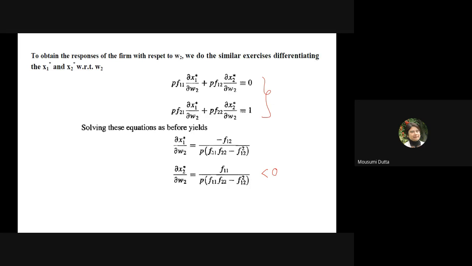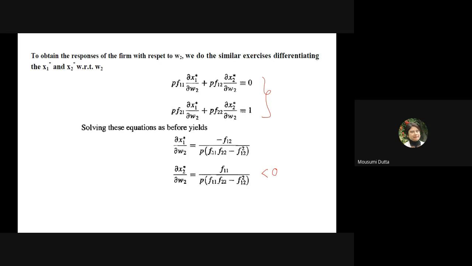So hope you are understanding how we will find out these equations, and from there, how we will find out del x1 star by del W2 and del x2 star by del W2. If anyone has any confusion or if I need to repeat, please let me know. So is it fine to all of you? Yes, ma'am.